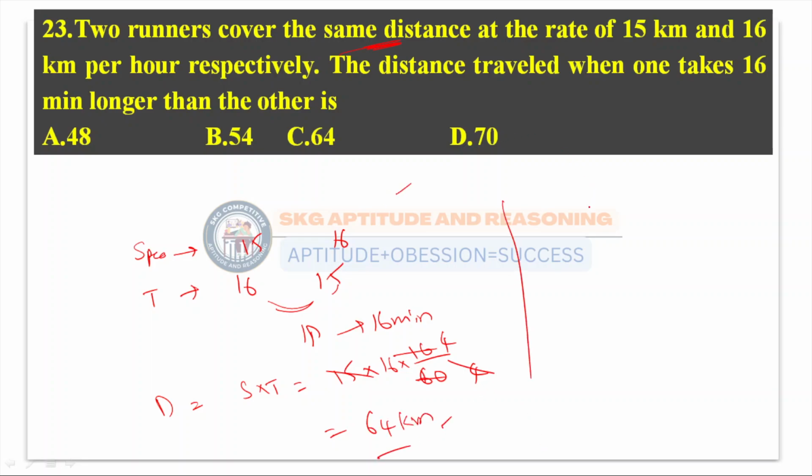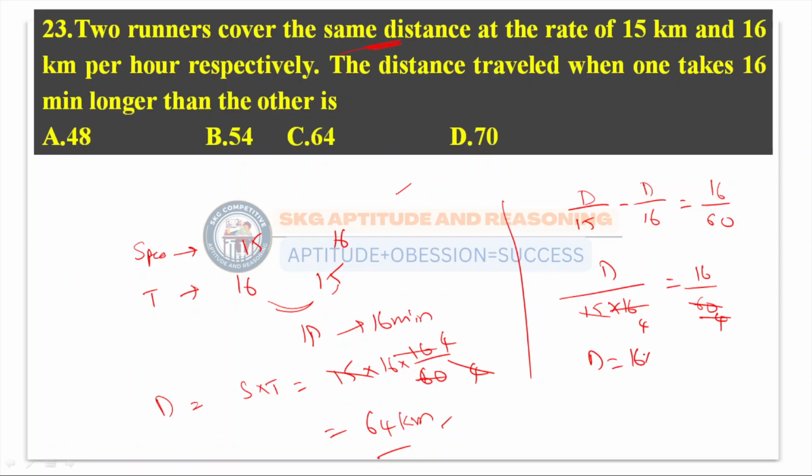This is one way of solving. You can also solve by using the formula. Let us assume d is the distance. d by 15 minus d by 16 will be equal to 16 divided by 60. If we simplify this equation, we get d divided by 15 into 16 equals 16 divided by 60. 15 ones and 15 fours, 4 ones and 4 fours. So d will be equal to 16 into 4, that is 64 kilometers, which is presented in option C. Let us go for the next question.